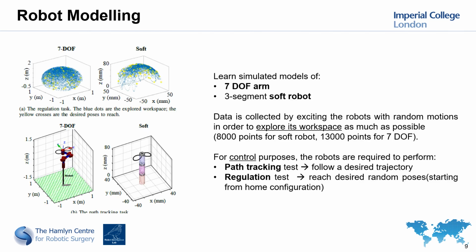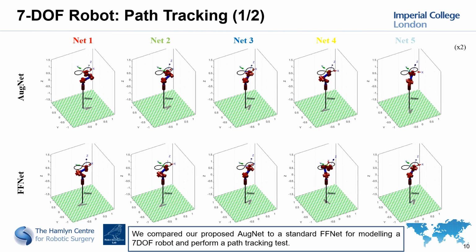We tested our approach on different robots: a 7DOF arm and a 3-segment soft robot. We collected data by exciting the robots with random motions in order to explore as much as possible of their workspaces. We performed two different tasks, a path tracking test and a regulation test. These examples show our approach compared to a standard feed-forward network, which doesn't include any differential relationship during model learning. This is for the 7DOF arm on this infinity-shaped path.